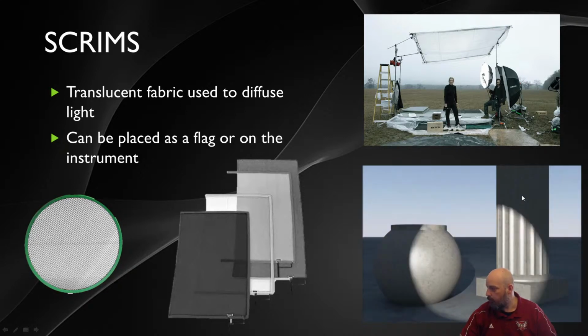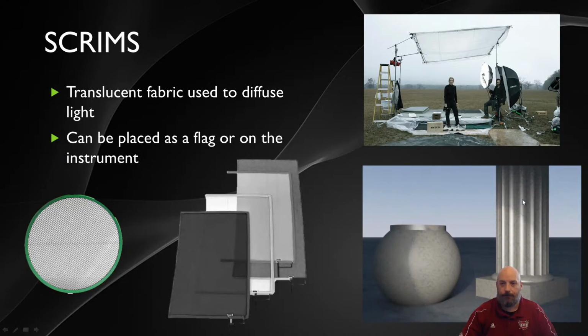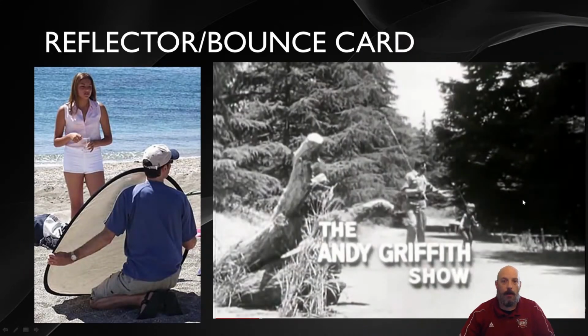There we go. So again, by taking that scrim out, you get a hard light, but when you put that light in and it diffuses it, it softens it, and it does kind of spread that out. So let's look at that one again. There you go. Now, another way to control light is to reflect it or bounce it.